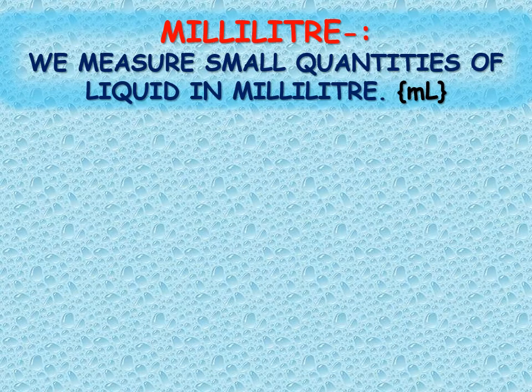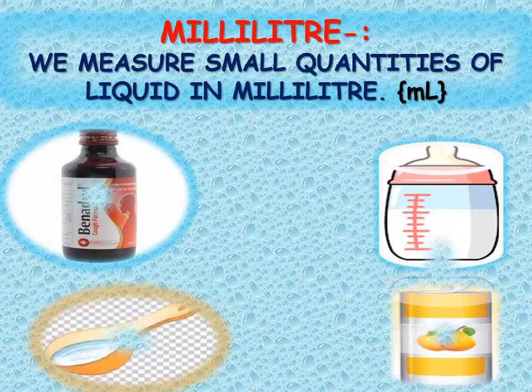We measure small quantities of liquid in milliliters. For example, cough syrup, we measure it in milliliters. Amount of liquid in a spoon, juice in a juice can, baby's milk in a baby bottle. So these all will be measured in milliliters as they exist in small quantities.